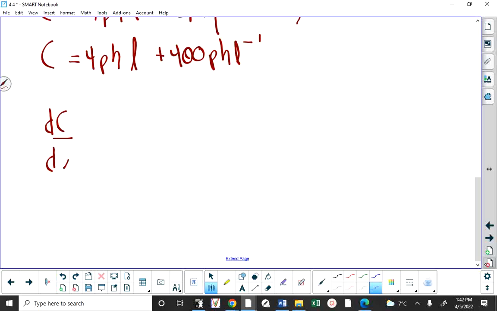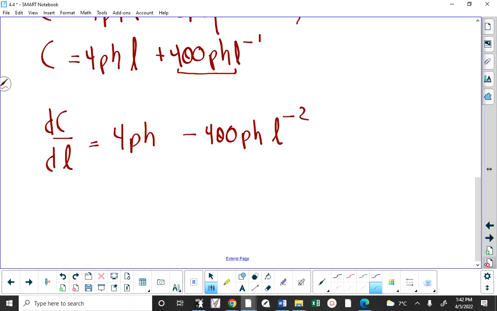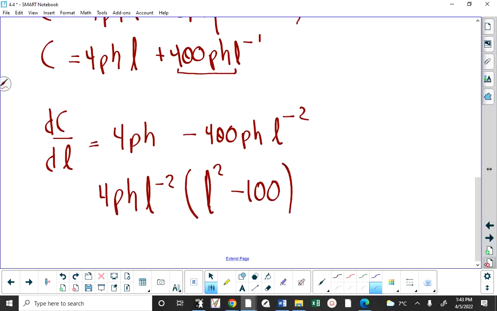dC/dL is 4pH minus 400 pH L to the negative 2. Again, this is just a coefficient. So what can I take out? I can take out a 4, a pH, an L to the negative 2, and get L squared minus 100. It's coming together, right? It's the exact same result.